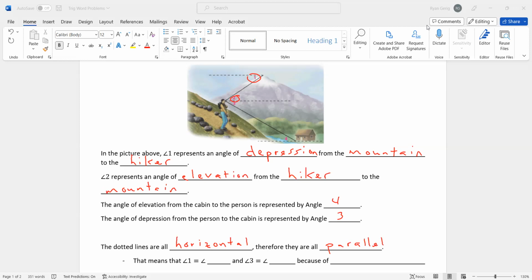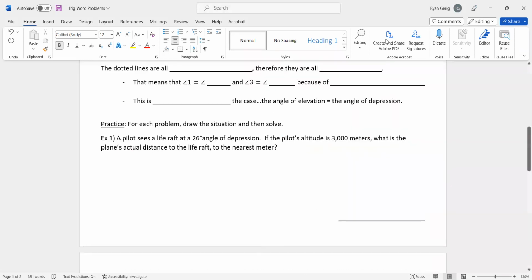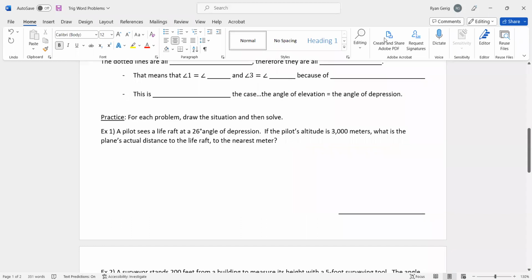And because they are parallel, I can say that angle 1 is equal to angle 2, and angle 3 is equal to angle 4 because of the alternate interior angles theorem, which is a first semester thing that we've learned, hopefully. If I have parallel lines cut by a transversal, then alternate interior angles are congruent. So 1 and 2 are equal, 3 and 4 are equal. That's always going to be the case with these problems. The angle of elevation equals the angle of depression.